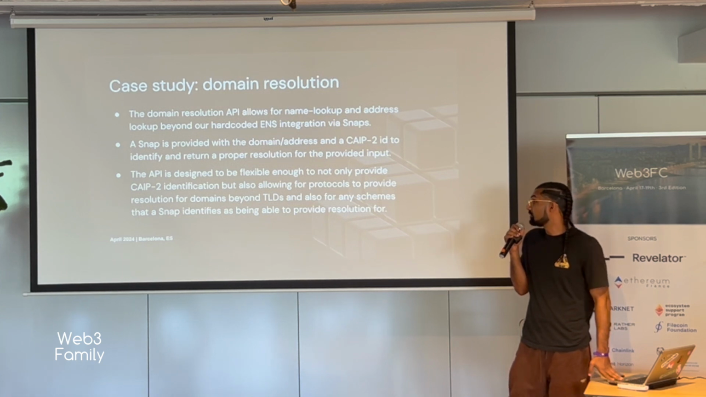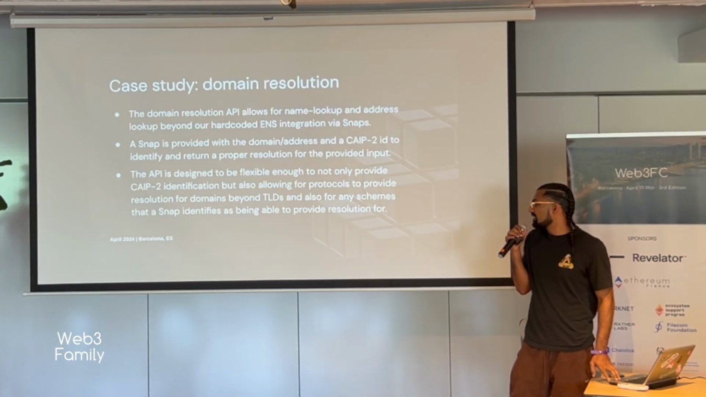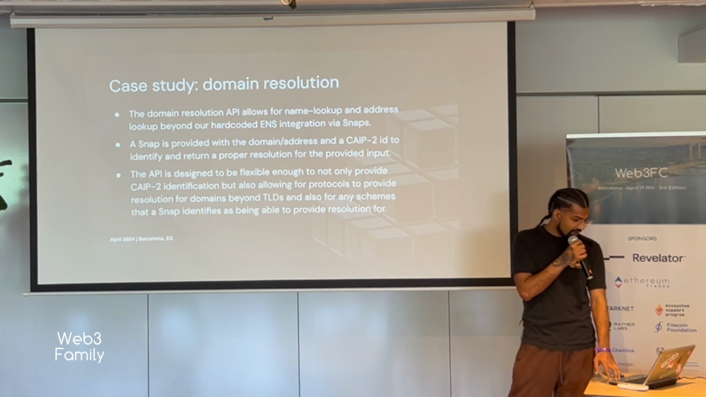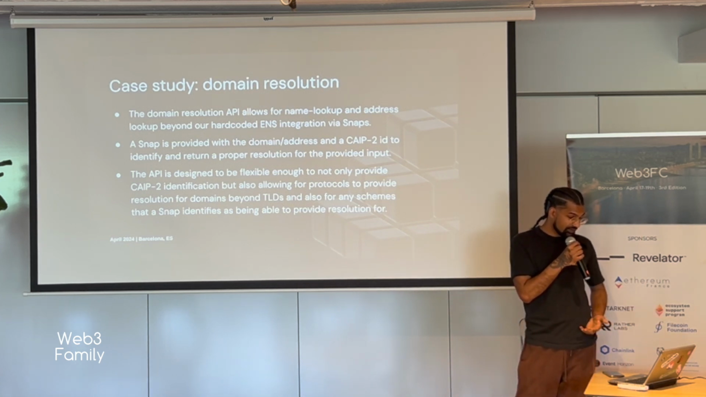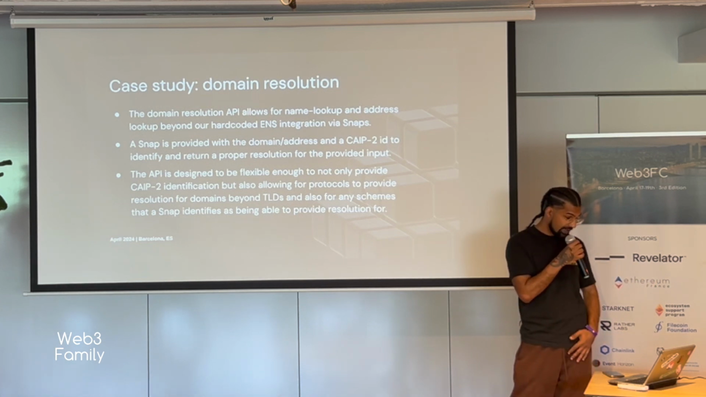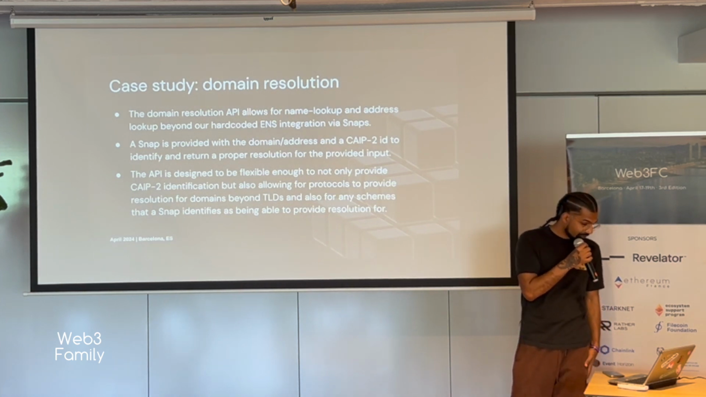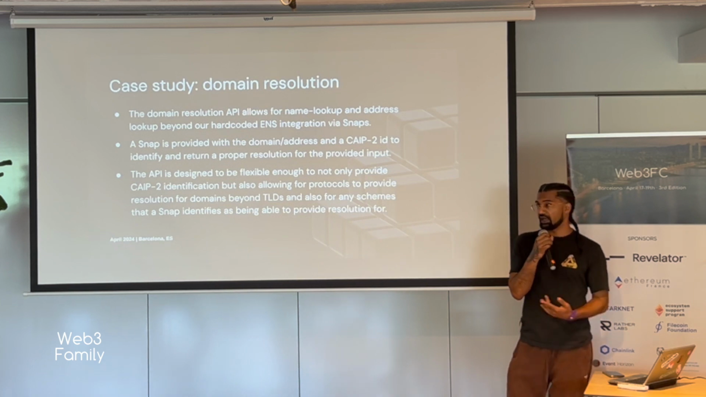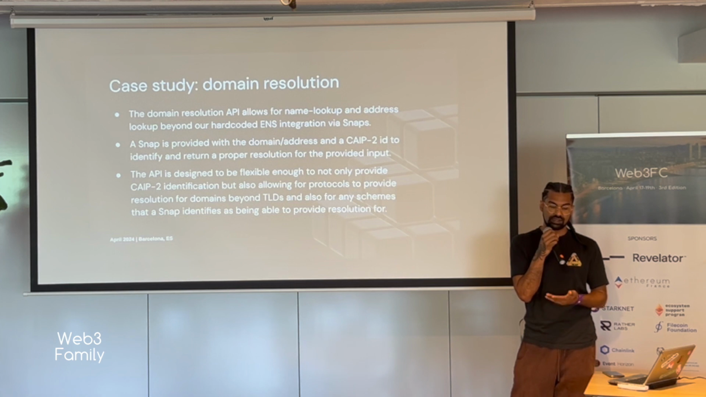The API is designed to be flexible enough to not only provide CAIP-2 identification, but also allow for protocols to provide resolution for domains beyond top-level domains, and also for any schemes that a snap identifies as being able to provide resolution for. And we've been experimenting with a Lens resolver snap, and in the future, other protocols interested in providing resolutions such as Farcaster. Currently, the feature is in our Canary build of MetaMask called MetaMask Flask. And it's going through iterations to bring the API up to spec with our most recent update to SIP 12. So SIPs are Snaps Improvement Proposals, and we have a SIP for domain resolution.